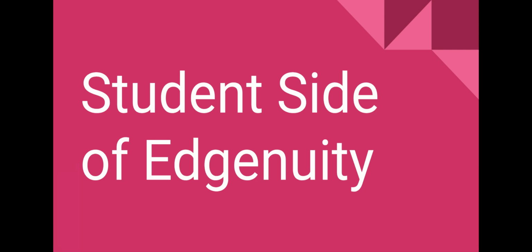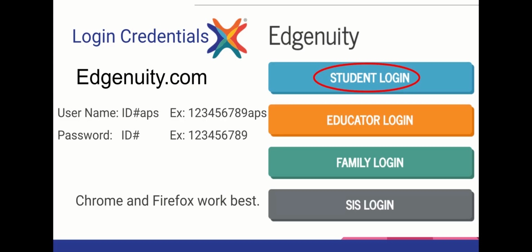Part 1. You'll need to go to edgenuity.com, select the yellow login button at the top of the screen, and then select Student Login from the Login menu. Your username is your APS ID number followed by the letters APS. Your password is just your ID number. There's an example on the screen for your reference. When working in Edgenuity, we have found that Chrome and Firefox are the browsers that work the best.